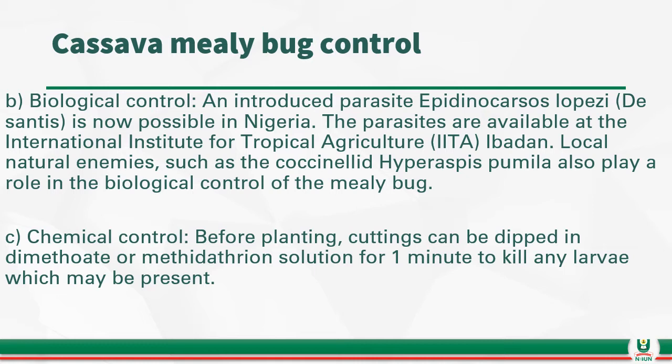However, if you want to control them using chemicals, then you dip the cassava stem cuttings before you plant. You dip them inside dimethoate solution for 1 minute to kill any larva that is present in.